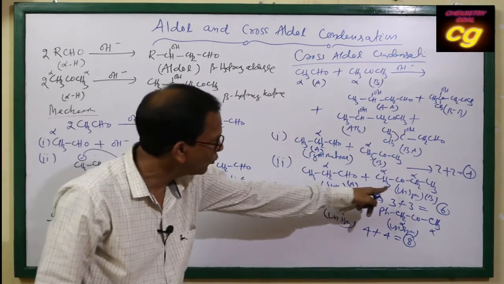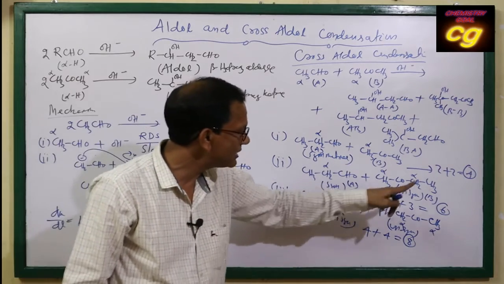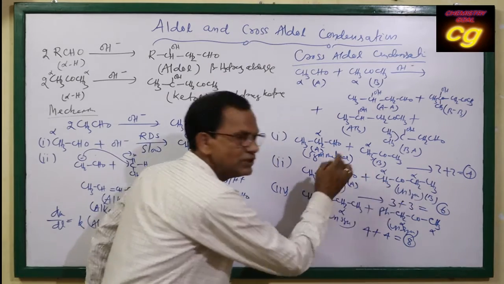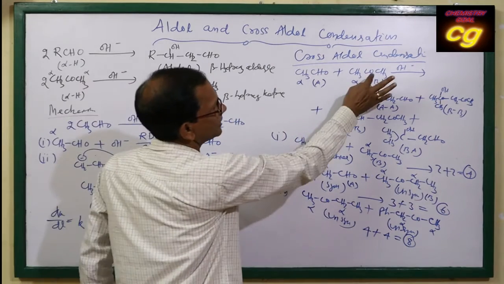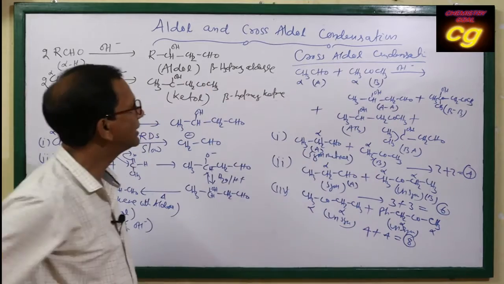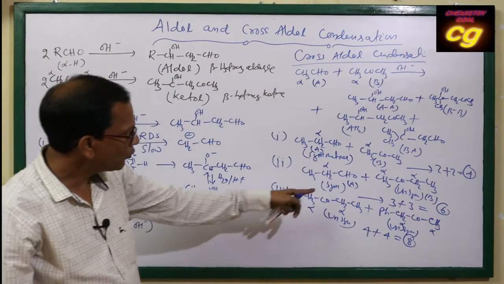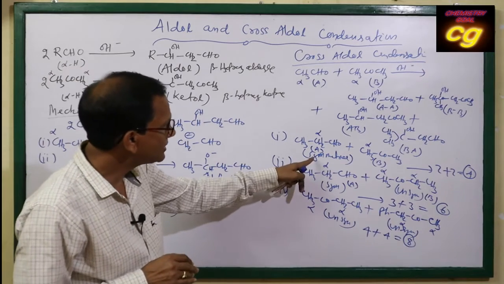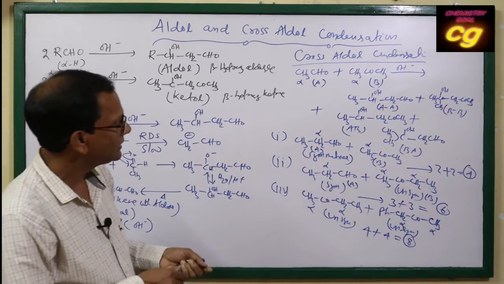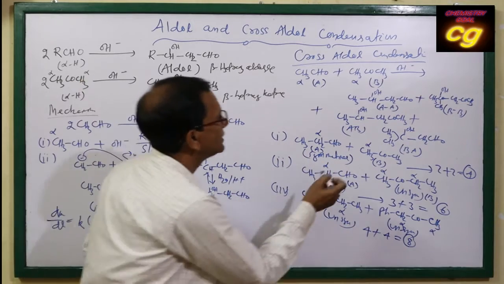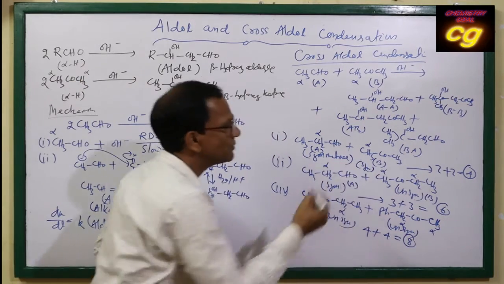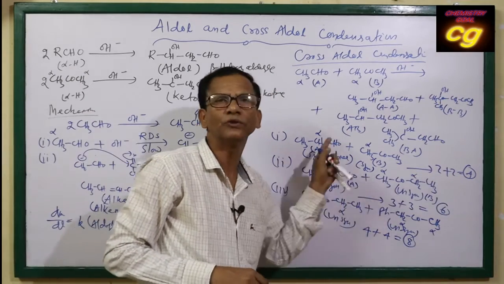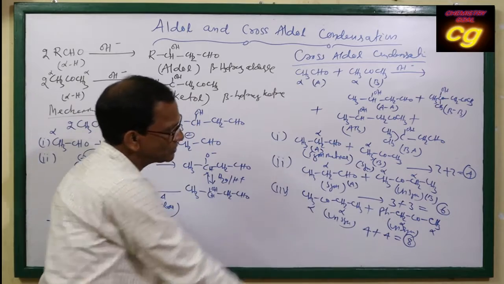If one is symmetrical, another is unsymmetrical. Unsymmetrical means different alpha carbon atoms. This alpha carbon atom is not the same as this. But if you take acetone, this alpha is the same as this alpha. This is called symmetrical. If one is symmetrical and another unsymmetrical, result will be 6. Remember this formula. If both are symmetrical, the cross aldol condensation product will be 4. So you have to remember this theory.